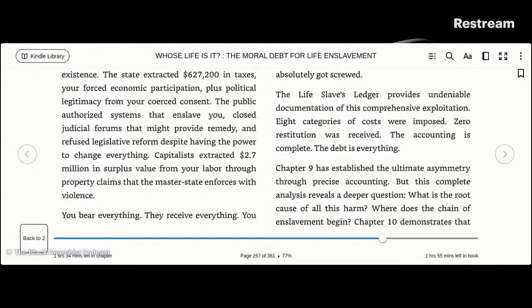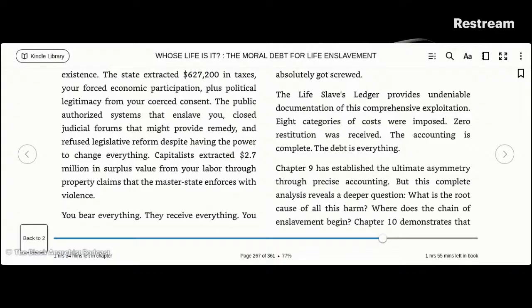The public authorized systems that enslave you, closed judicial reforms that might provide remedy, and refused legislative reform despite having the power to change everything. Capitalists extracted 2.7 million in surplus value from your labor through property claims that the master state enforces through violence. You bear everything. They receive everything.